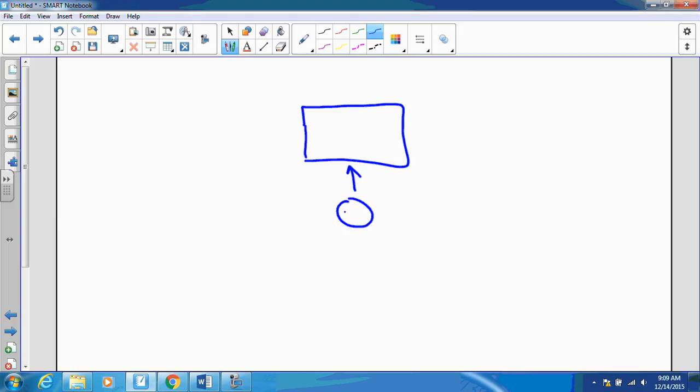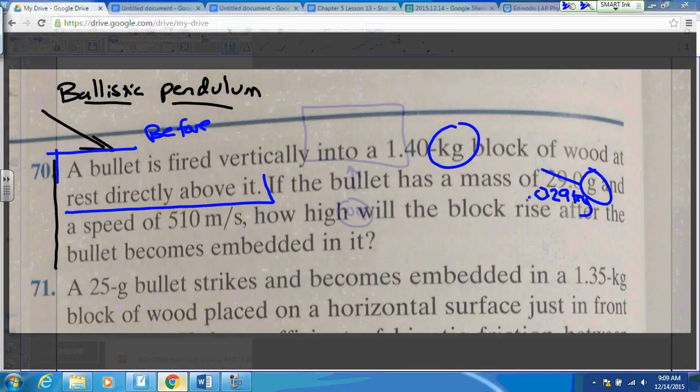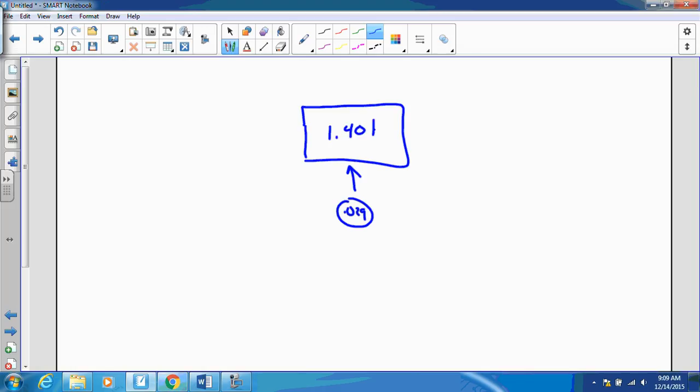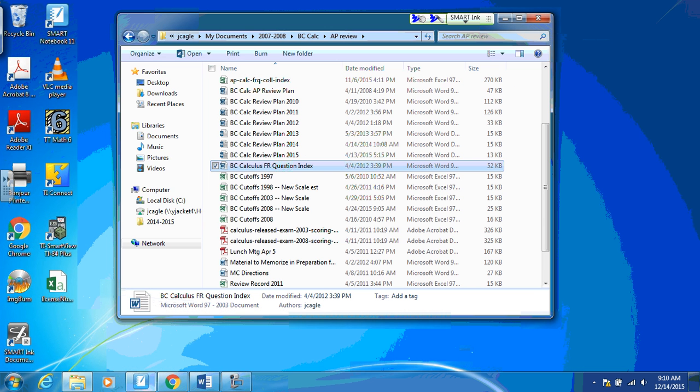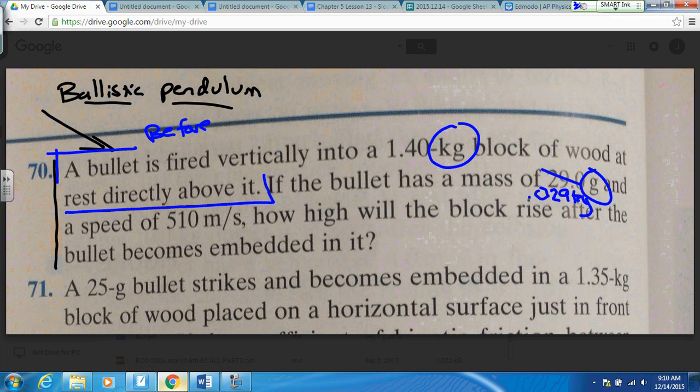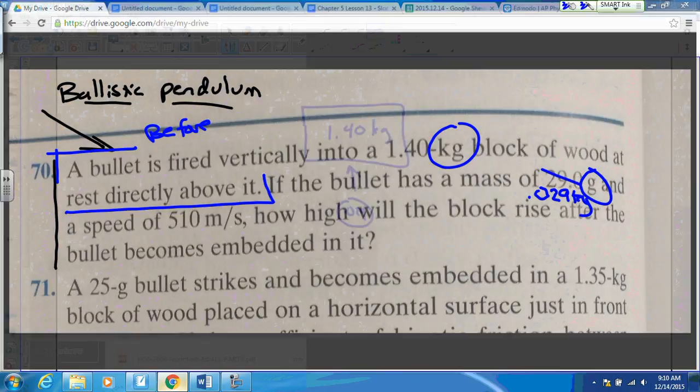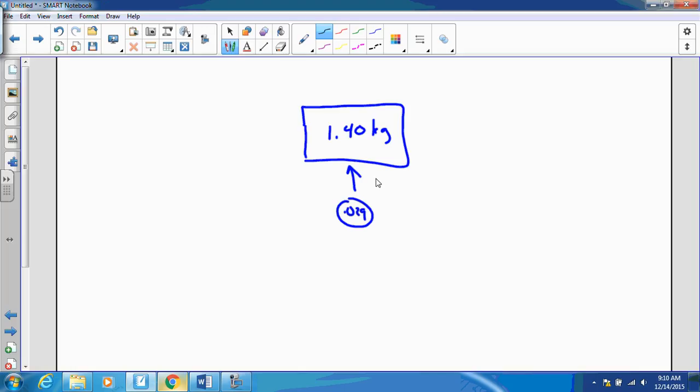Let's go ahead and write our masses in here. It's a pretty sturdy block of wood. It will probably experience a lot of damage. The bullet will become embedded, and it will splinter the wood as it goes in and so forth. So this is what we call destructive testing. Now, if the bullet has a mass of 0.029 kilograms and a speed of 510 meters per second, how high will the block rise after the bullet becomes embedded into it?